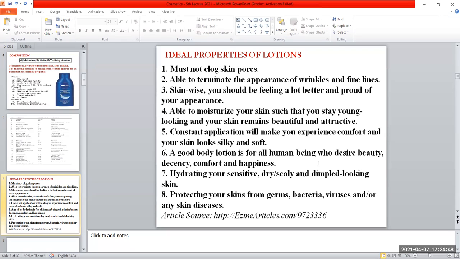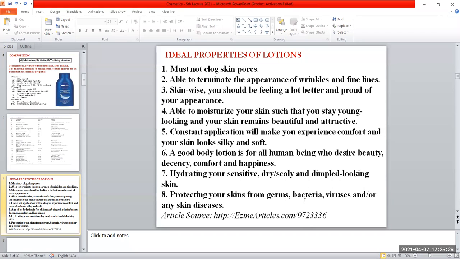قلنا إن a good body lotion should be suitable for any type of skin, should be suitable for all humans. أي حد مننا محتاج إن هو to apply lotion لازم يدي الإفكت على كل types of skin. بيعمل hydration للsensitive، للdry scaly dimpled looking skin. يعني if you have a sensitive skin, you should have a lotion in your daily routine to preserve your skin and to keep its young looking appearance.